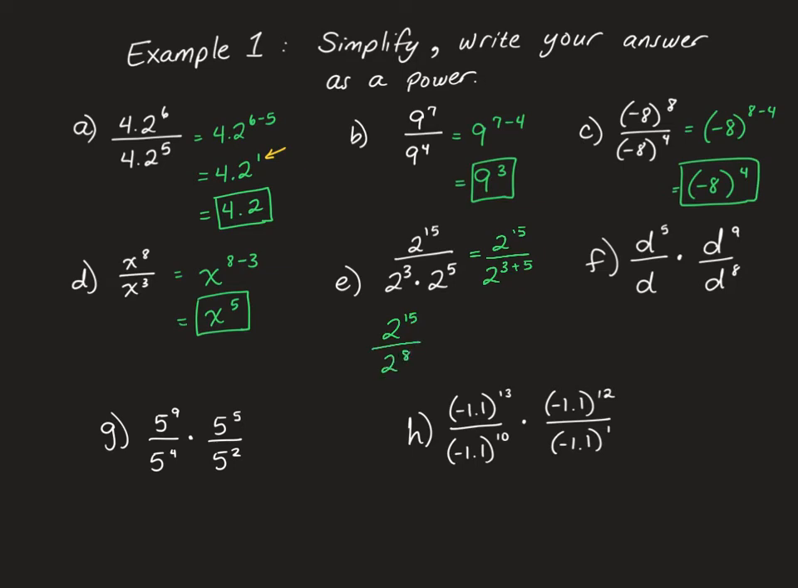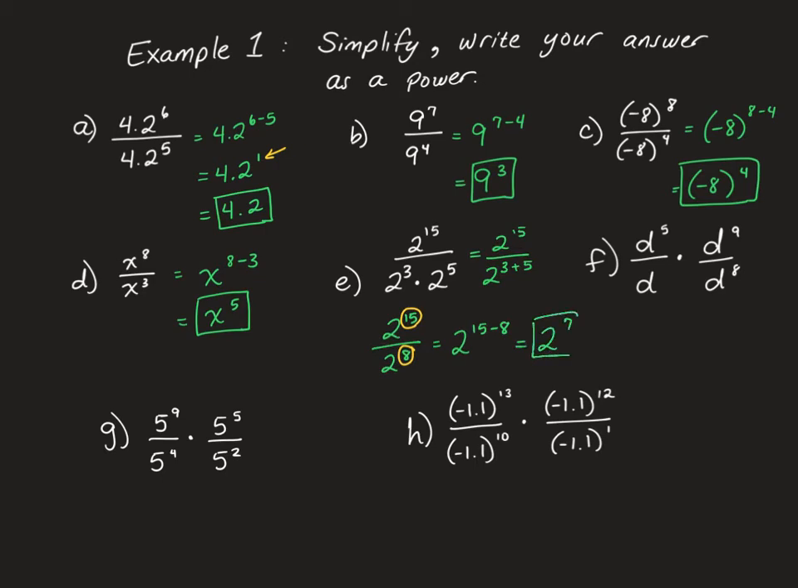Now in today's lesson, we learned that when we have the same base, we can subtract those two exponents. So this would be 2 to the power of 15 minus 8, which would be 2 to the power of 7.